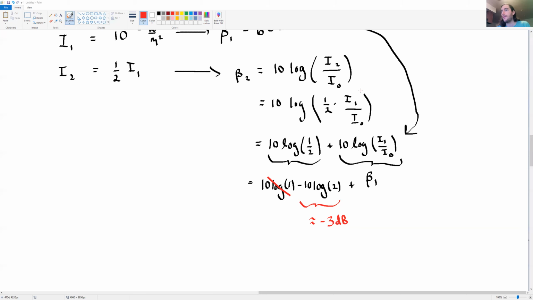So every time you add 3 decibels, you double the intensity. If you cut the intensity in half, you subtract 3 decibels.